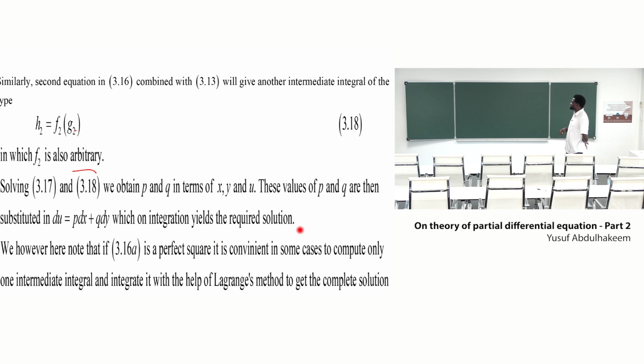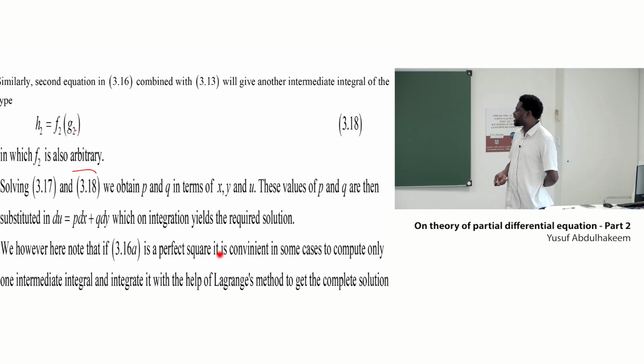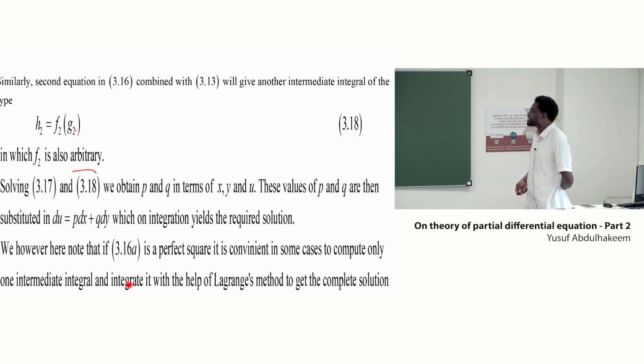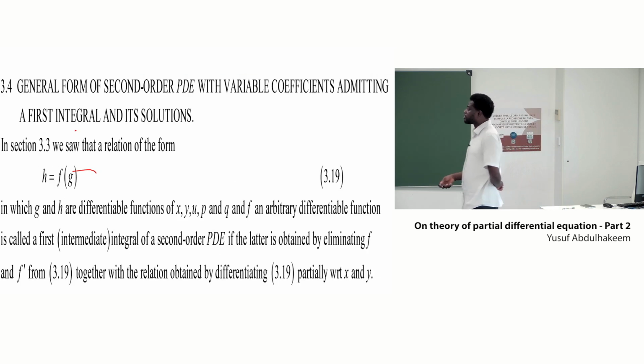So these values of p and q are then substituted into du is equal to p dx plus q dy, which on integration yields the required solution. We however note that if 3.16a here is a perfect square, it is convenient in some cases to compute only one intermediate integral. That means you may not necessarily have to compute this and integrate with the help of Lagrange's method to get the complete solution. Of course, you can use the Lagrange's method that we discussed earlier to get the solution of just one of the parts.